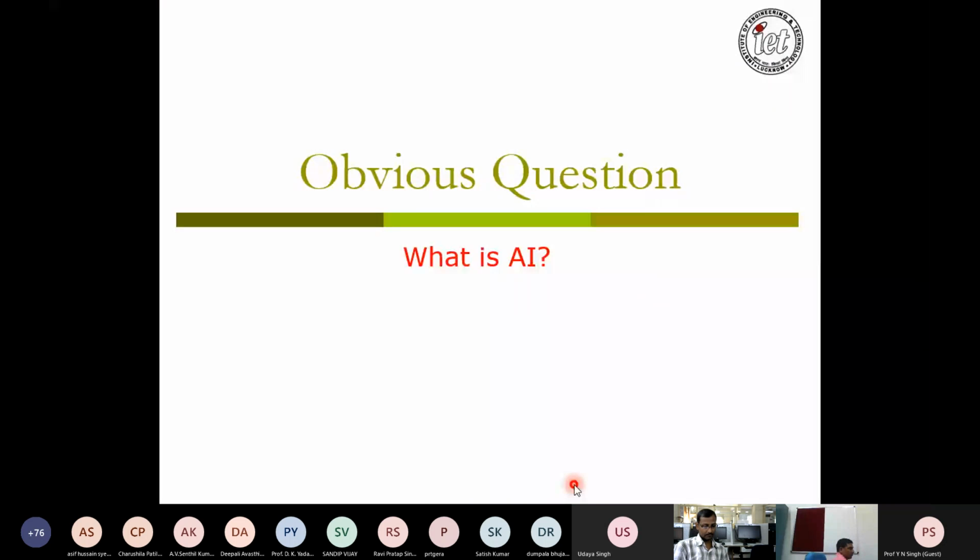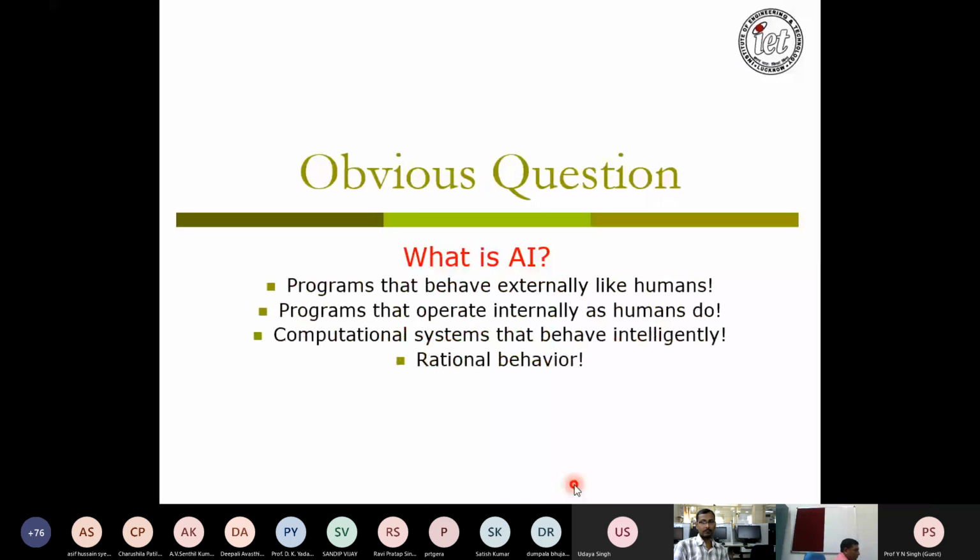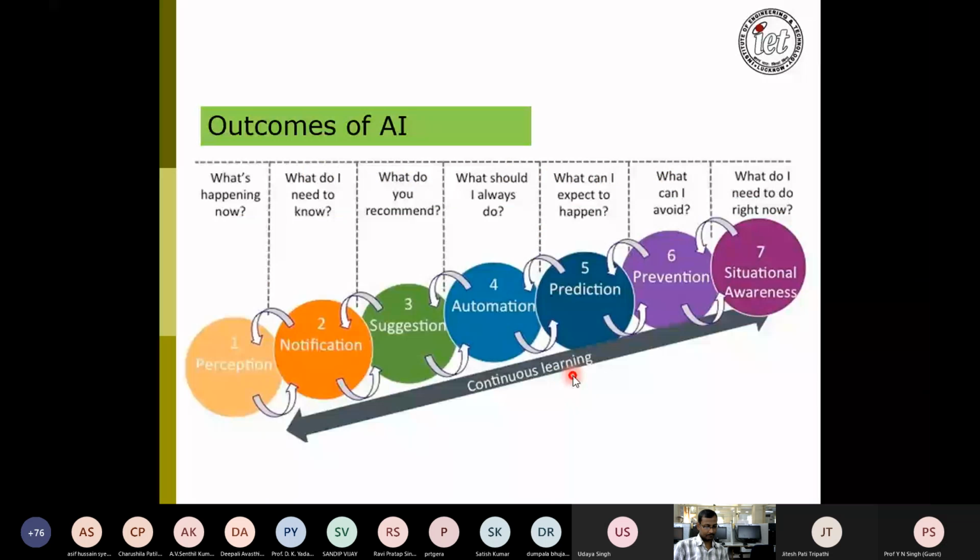Obviously, the question is, what is AI? It is programs that behave externally like humans, programs that operate internally as humans do, computational systems that behave intelligently, and rational behavior. All those components mean behaving externally like us, internally meaning how we think, and so on; systems that behave intelligently and rationally. So all such activities that we do from birth, we try to model and simulate with machines, and this is the main objective of AI.